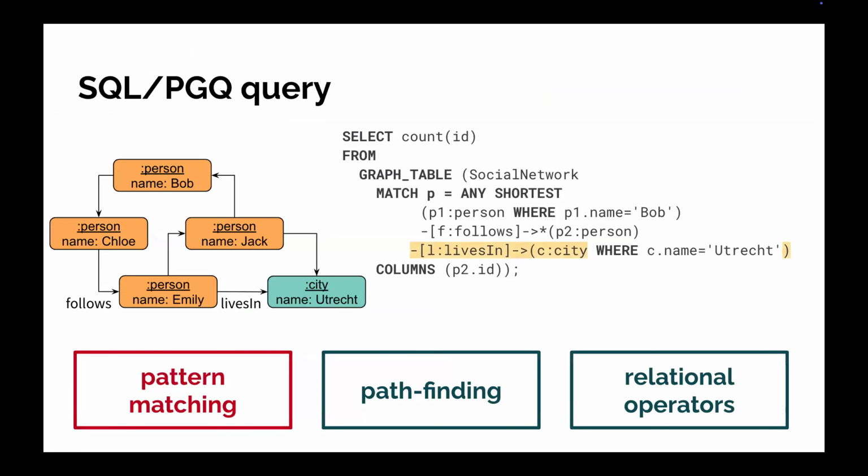So yeah, if we look back at the three components, the pattern matching, the path finding with the Kleene star, DuckPGQ also allows the upper limit and lower limit to be set. And then there's still the relational operators, so your filters and your aggregations.